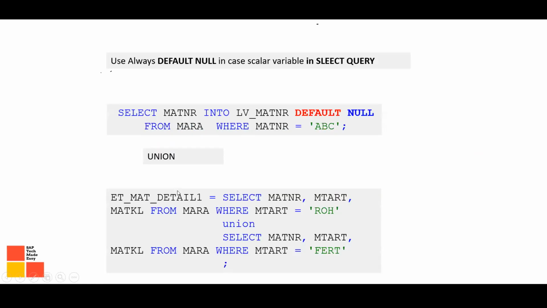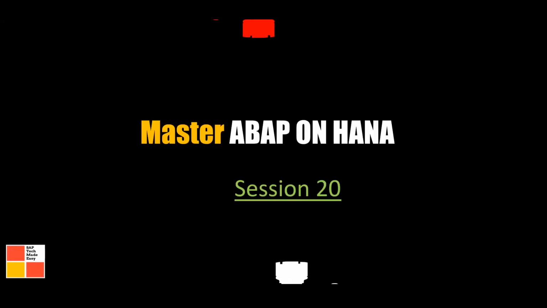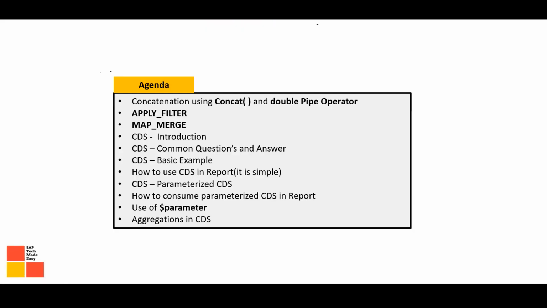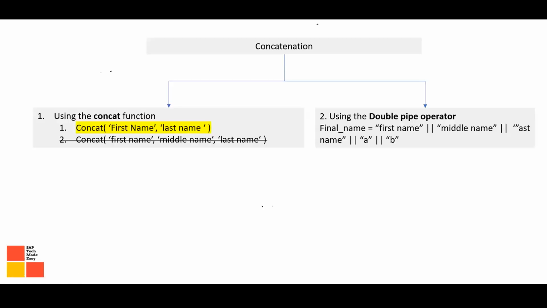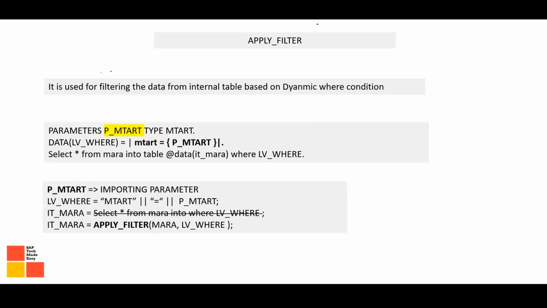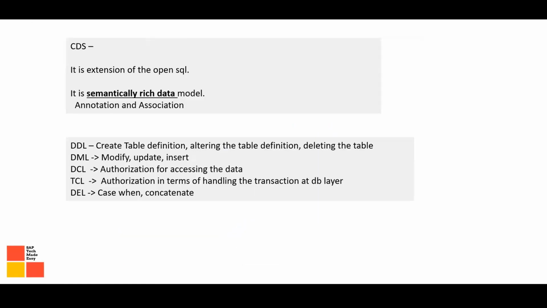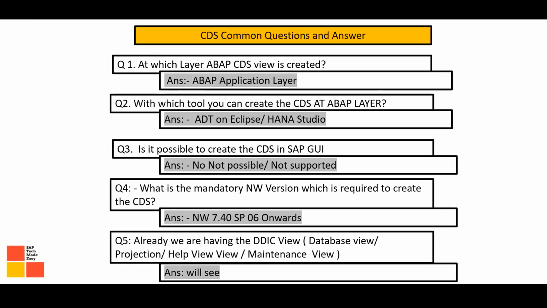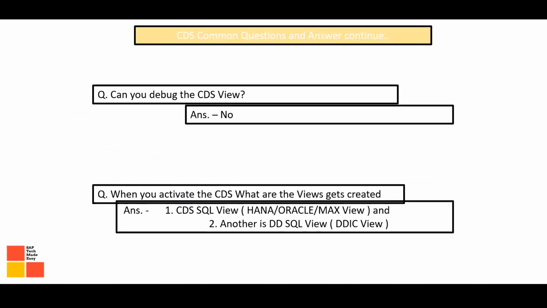So that has been discussed. And then see this APPLY_FILTER, right? For the dynamic filtering, the dynamic where clause, APPLY_FILTER, and MAP_MERGE for achieving parallel processing. The MAP_MERGE function is very powerful, and that's why AMDP is powerful actually, right? And then we have come to the CDS. Okay, apply filter, map merge, and then we have a cast with the CDS. This is a common, frequently asked question from CDS, right?